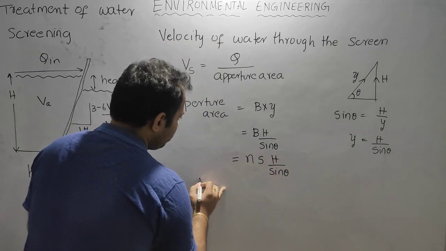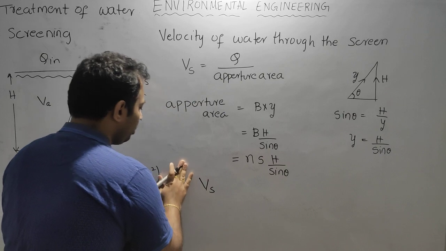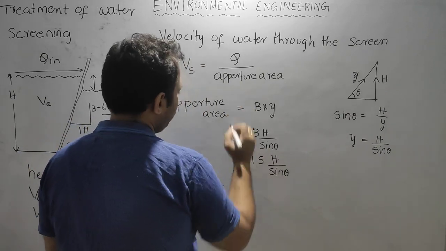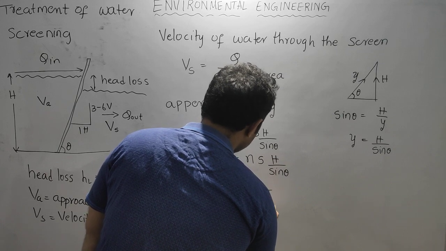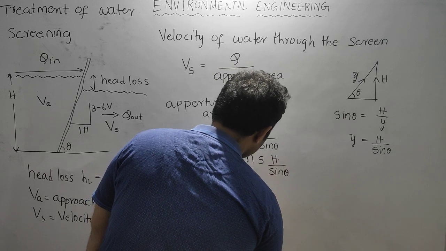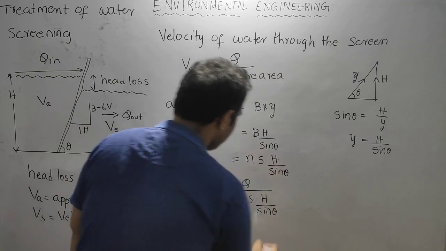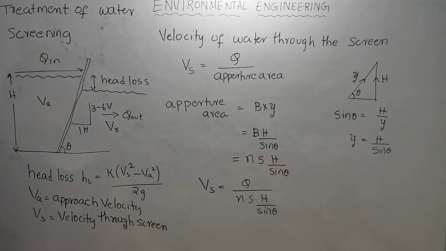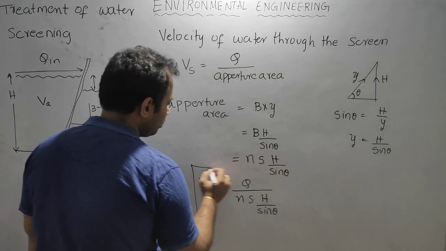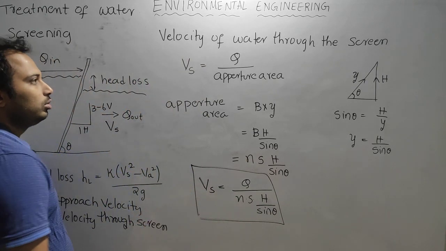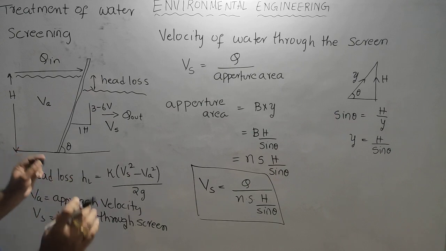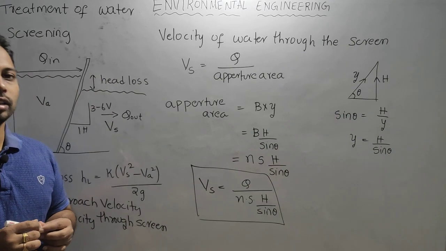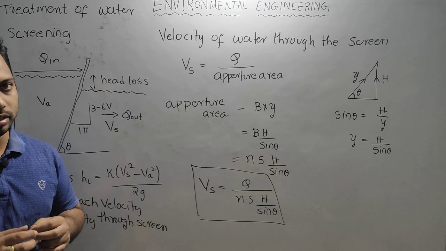So the screening velocity Vs, the velocity of water through screens, is equal to Q by n into spacing s into h by sin theta. This is the velocity of water through the screens. Likewise we will design the screens. So this is all about screening. We will discuss the sedimentation topic in the next session. Thank you so much.